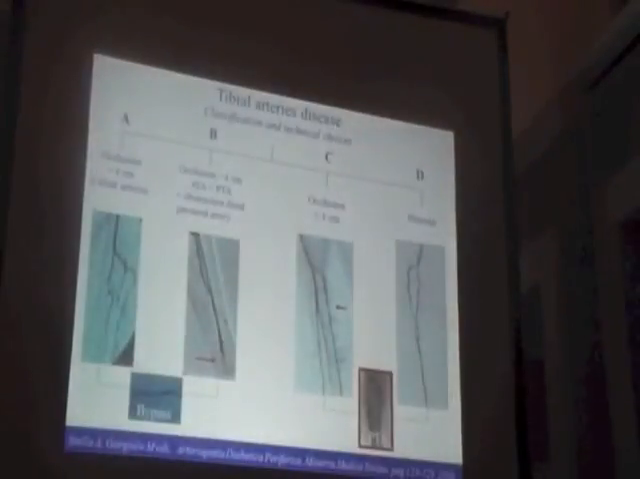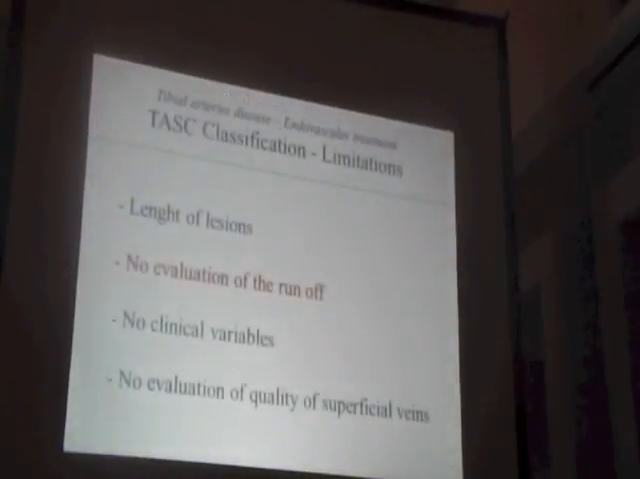Then the first idea in our clinical practice was to change the TASC classification and to propose another classification, regarding the possibility to use endovascular treatment only in patients with stenosis, single or multiple, in tibial vessels, and in case of occlusion of 4 centimeters or less. In other cases, our indication was bypass surgical treatment for this group of patients.